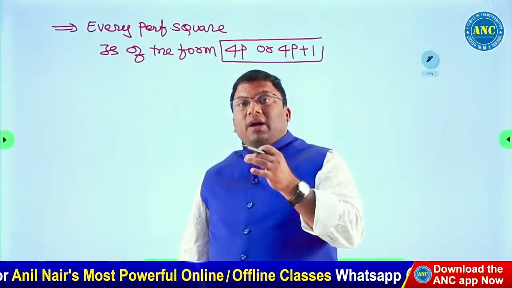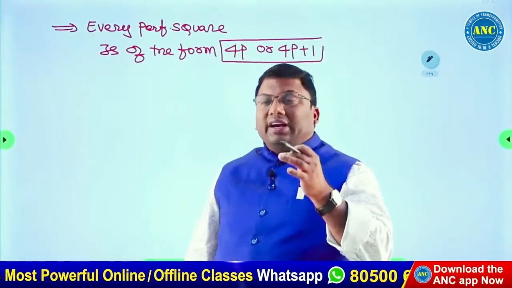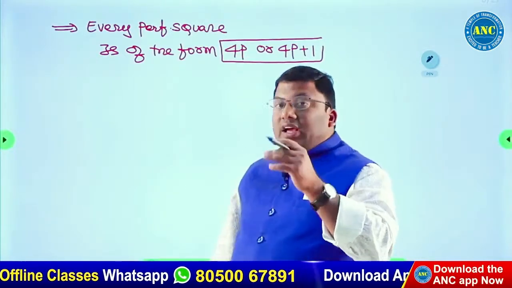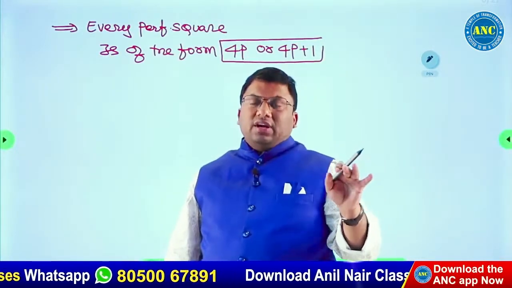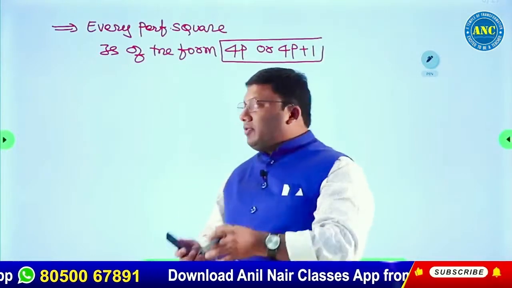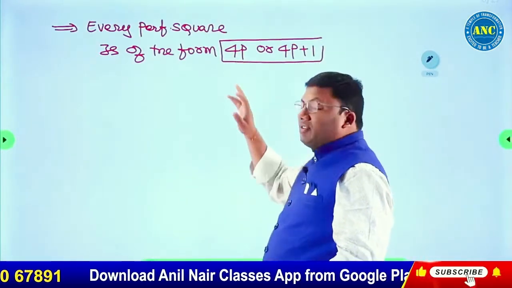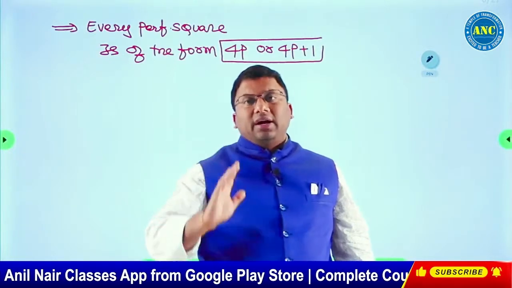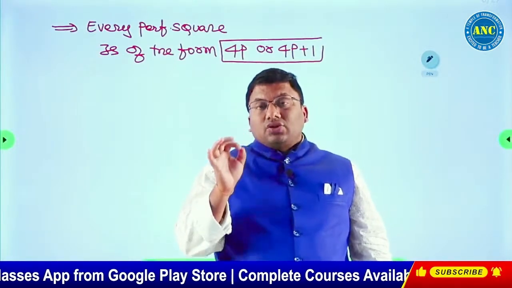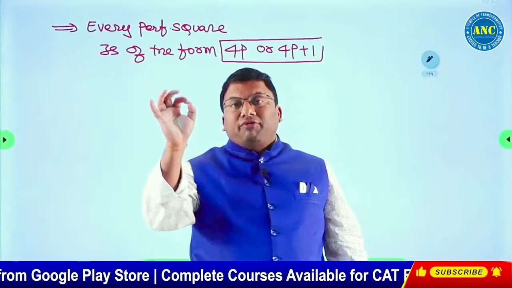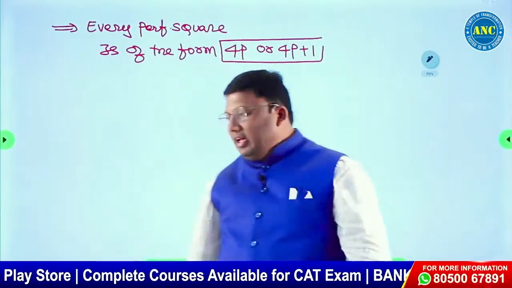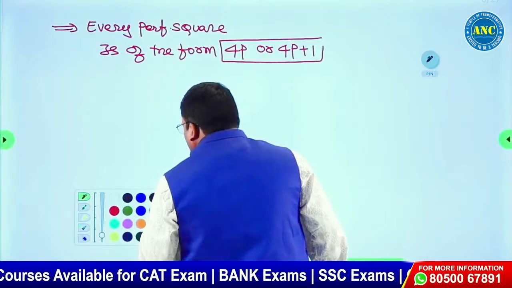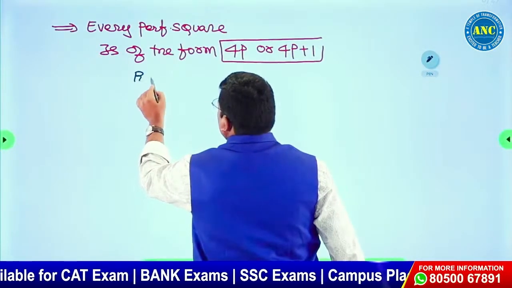If a number, when divided by 4, gives a remainder 2 or a remainder 3, it is not a perfect square. If it is a perfect square, it should be perfectly divisible by 4, or when divided by 4, it should give a remainder 1. Any perfect square when divided by 4 gives a remainder 0 or 1.